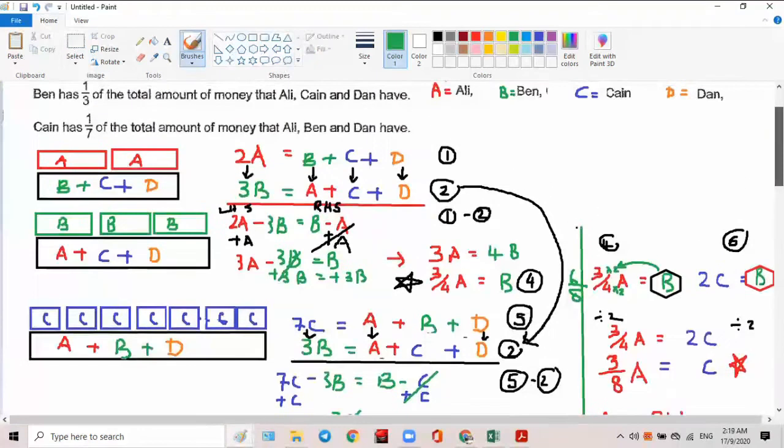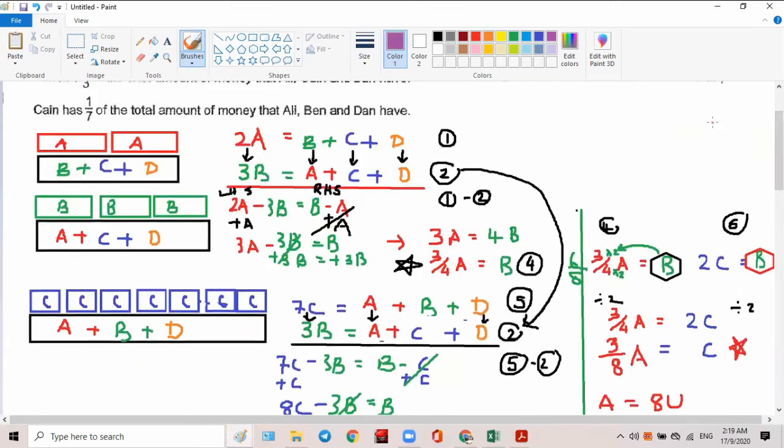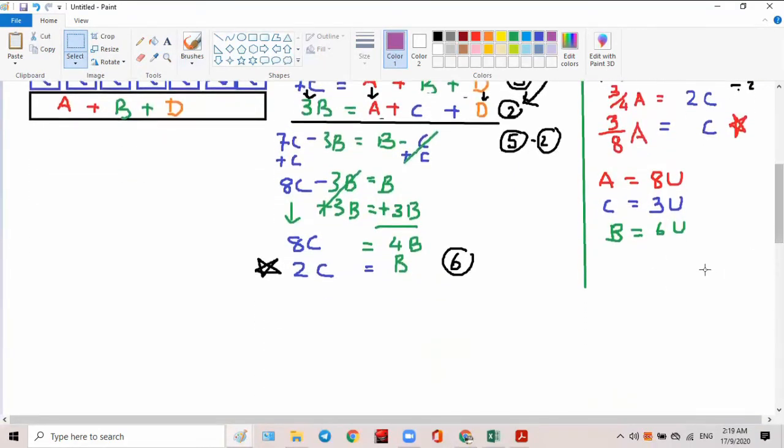Finally, we need to associate D. The question asks, what fraction of the total sum does Dan have? Well, looking from statement number one, D is here. And that's how it is related to A, B, C, and D in this manner, okay? So I'll just take from statement number one. After knowing how many units is A, how many units is B, how many units C, I just replace the D to find how many units, okay? So A is 8 units. So you have 2A, you have 2 times 8 units.